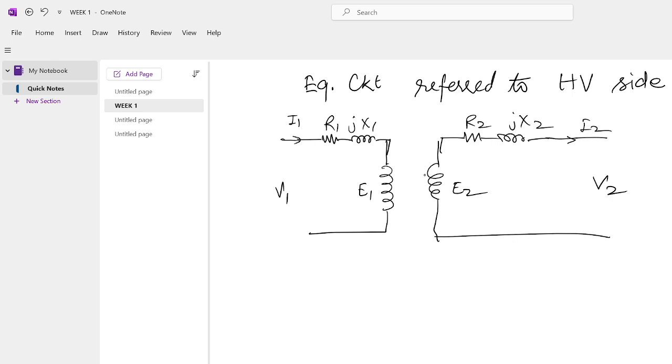this is the basic transformer circuit. We are assuming that there is a tight coupling. This is the induced EMF E1, this is the induced EMF E2 in the two windings. This is E1. This is E2. This is V1. This is V2. Clear? Try to understand this.